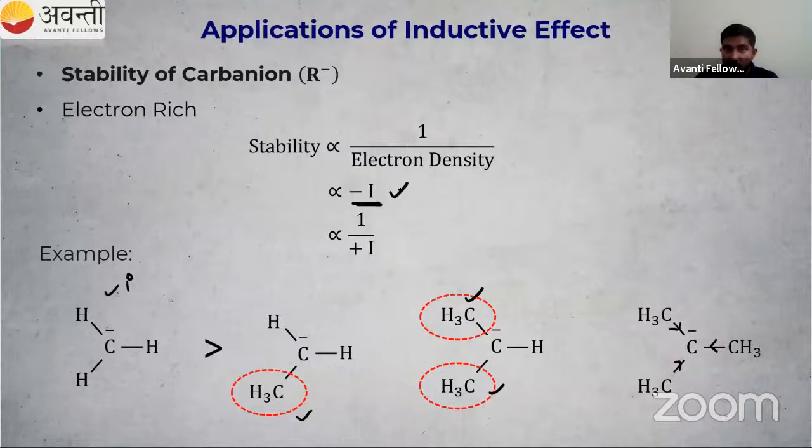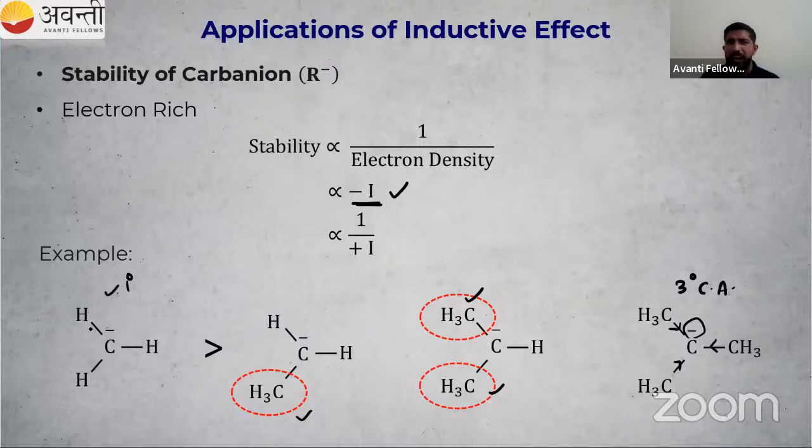If a minus I group is present, then stability will increase. Here a plus I group is present. If more plus I groups are present, what happens? CH3 is giving electrons to this carbon. The carbon is already negative, so CH3 is again giving negatively charged electrons. So the charge on our carbon will increase. If the negative charge increases, stability decreases. So our tertiary carbanion has the least stability.